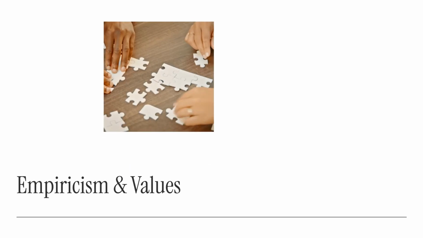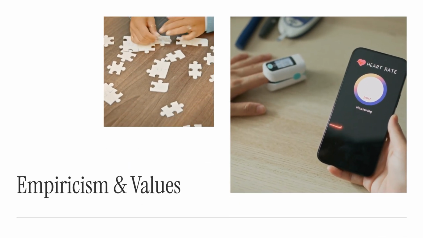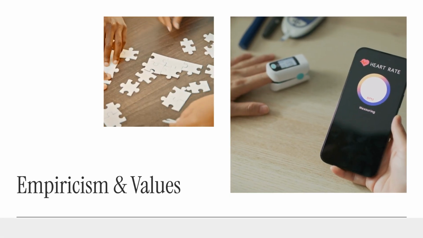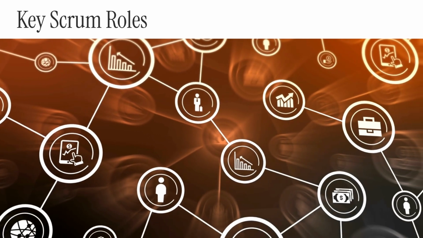Scrum is based on empiricism and guided by 5 values: focus, openness, courage, commitment, and respect. Scrum defines 3 key roles: the product owner, the Scrum Master, and the developers. These roles form a self-managing team with no hierarchy or sub-teams.